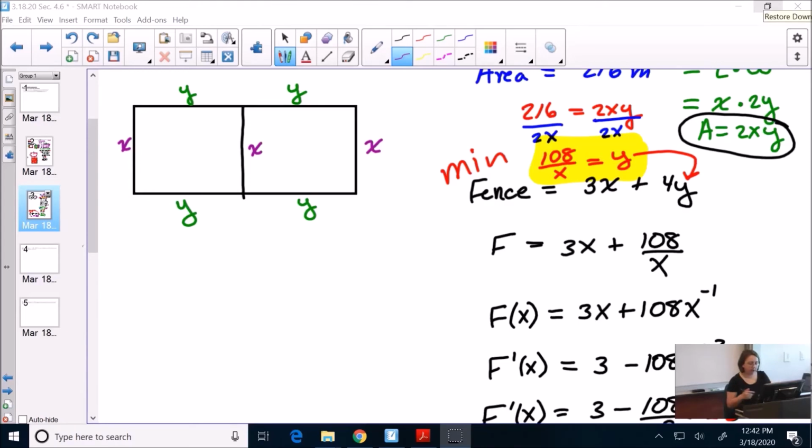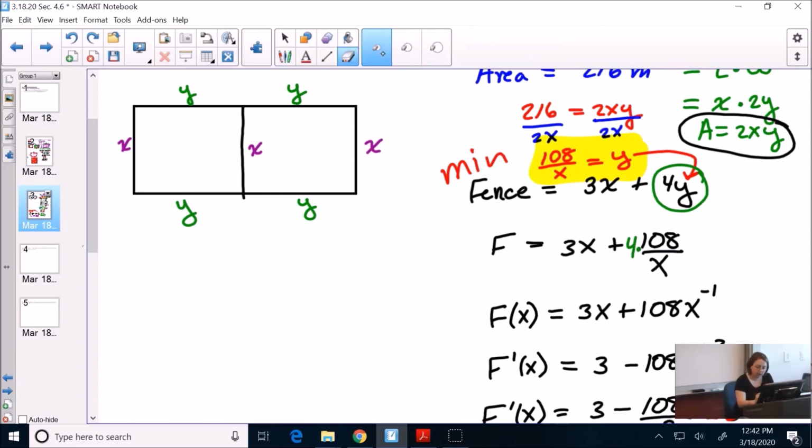Alright, so this is why I need you guys here to keep me from making silly mistakes. So I made a big mistake back here. When I plugged in y, I totally forgot about that 4 in front. So let me go back through and fix that. So 4 times 108. So 432. We end up with 432 here.